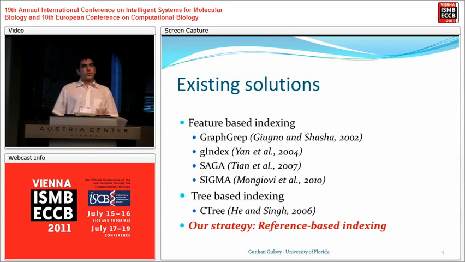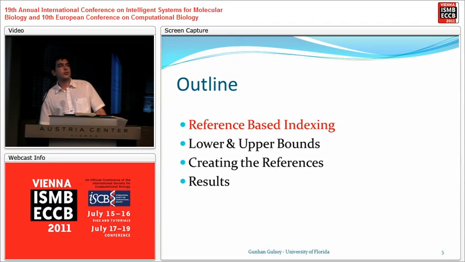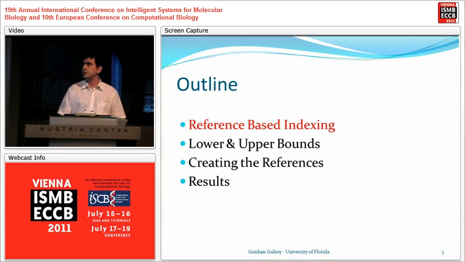There is some existing work on this topic. We can group them under two main titles, one being feature-based indexing, one being tree-based indexing. I will not go into detail about these right now, and our solution we can put into a third new topic, which is reference-based indexing. So here is the outline for the remainder of my talk. Let me start with reference-based indexing, then I'll go into detail about our application of this method on biological network databases.